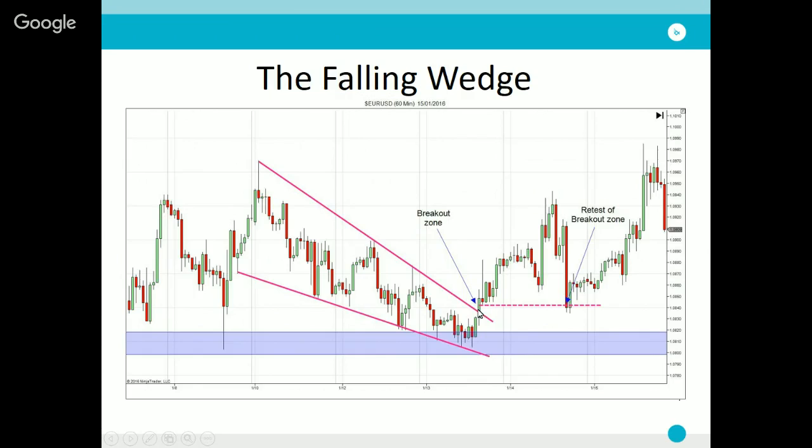So in this example here, this is the pattern. This is the falling wedge pattern. We've broken out, and you can see this first bullish candle, which closes outside of the upper trend line. This is where I would enter on a falling wedge pattern, and then the stop is below the structure low.